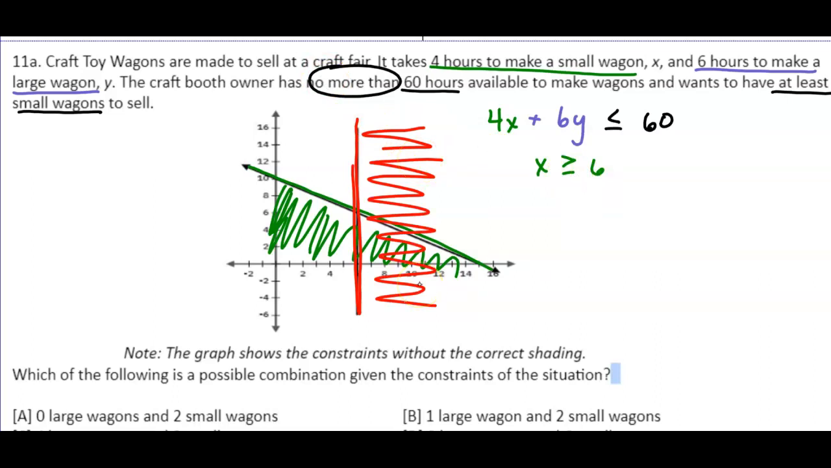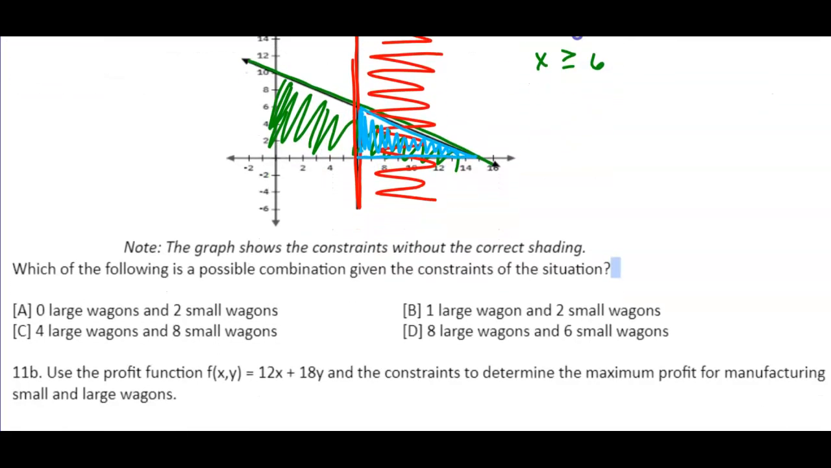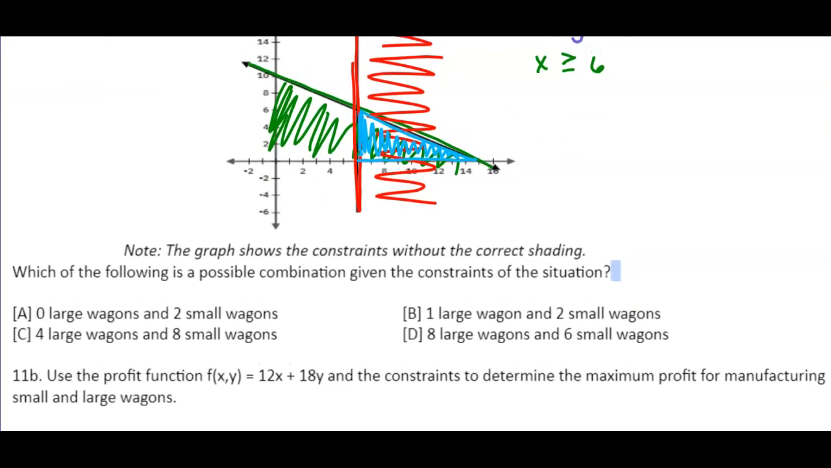All right, now we're looking for where the shaded regions intersect. That is where all of our possible solutions are. That's going to occur in this triangle right here. Remember, the feasible region is either on the region or inside it. Okay, so the question is asking which of the following is a possible combination given the constraints.